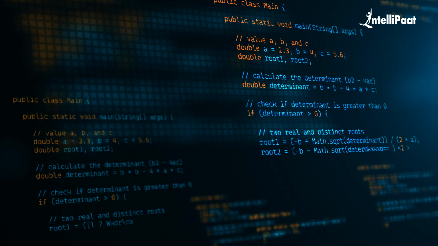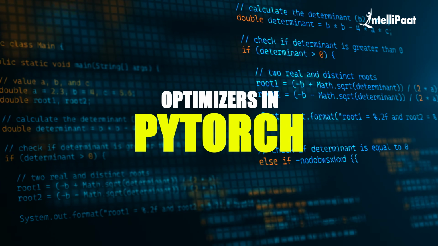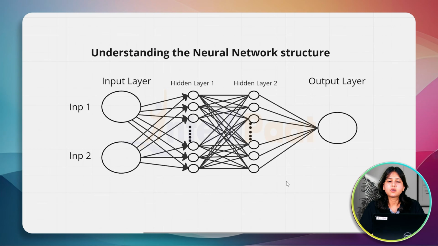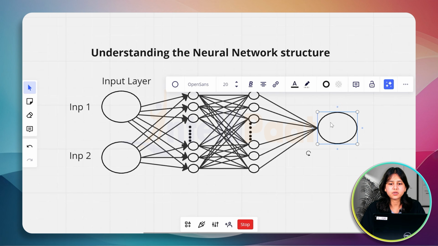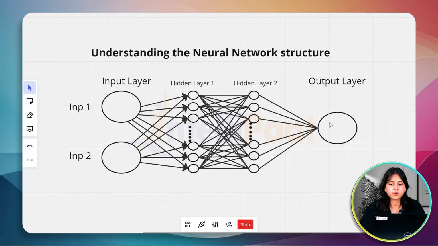So in this video, we will be learning all about optimizers in PyTorch, right? But in order to understand what optimizers are, first let's look at this neural network diagram we have here on the screen, right? So we have our input layer, two hidden layers, and then we have our output layer. What the output layer is doing here is basically, once we give our inputs to the neural network, we get our output, which is a predicted value through the output layer.